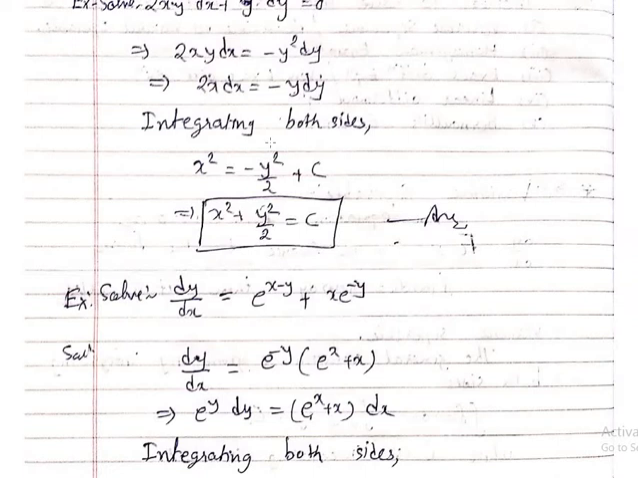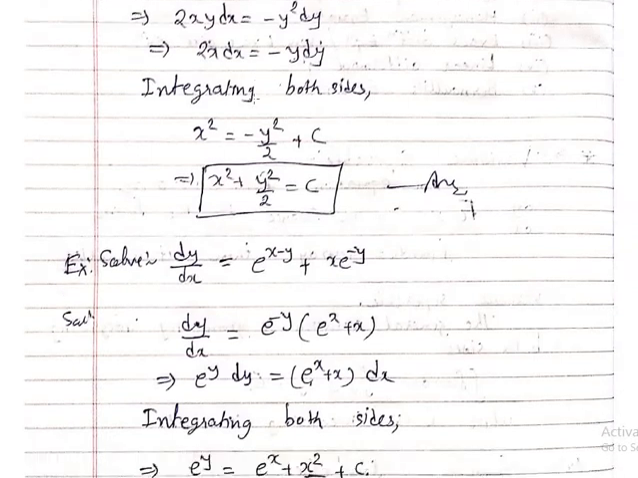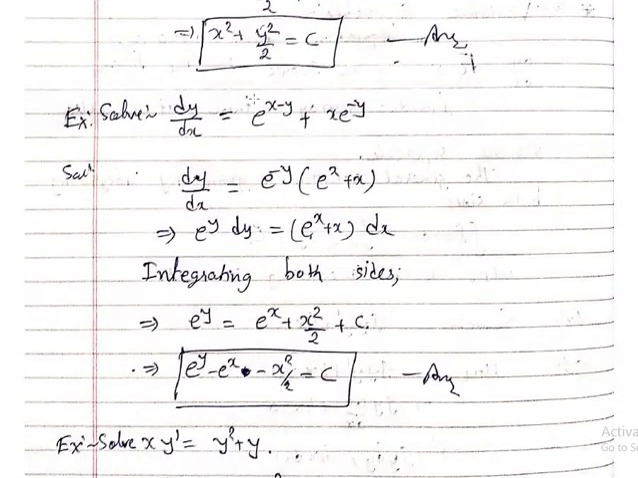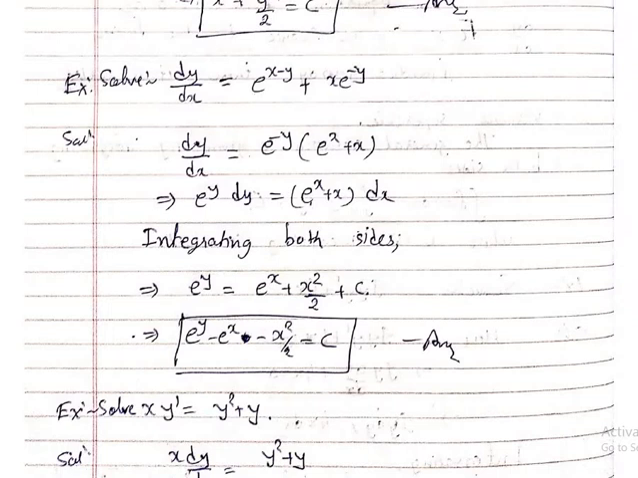Now see here, you can directly check that this equation is in variable separable form. But suppose your equation is of the form: solve the equation dy by dx is equal to e raised to x minus y plus x e raised to minus y. That means you have dy by dx is equal to e raised to minus y into e raised to x plus x. So here it is not directly in a variable separable form.